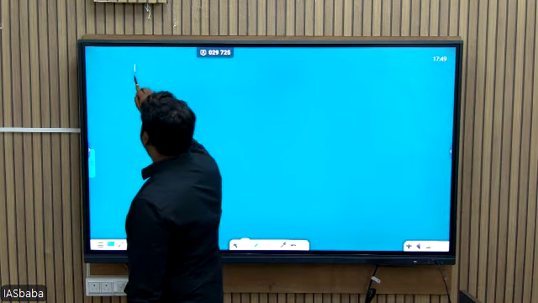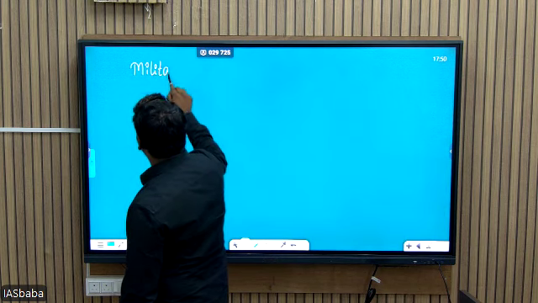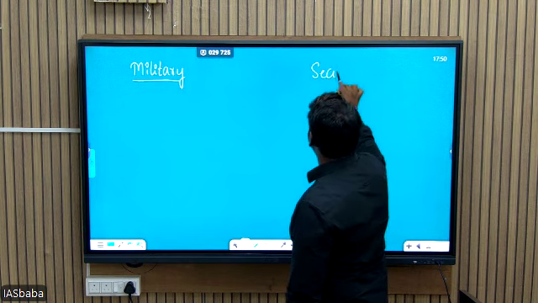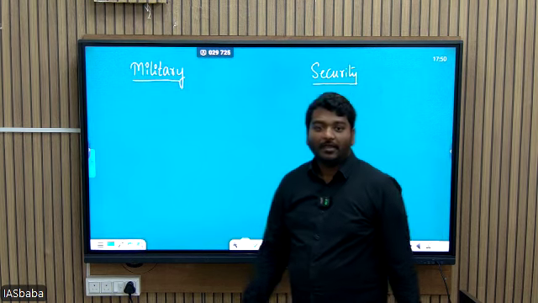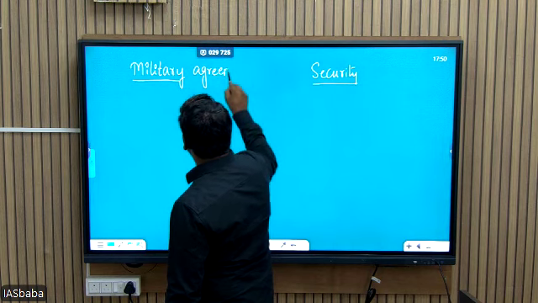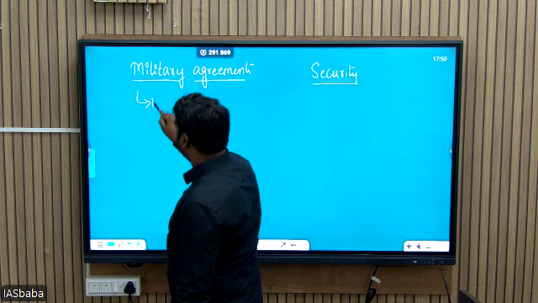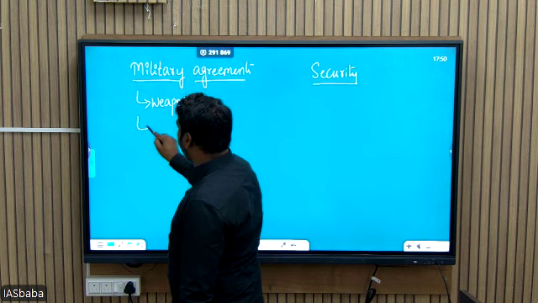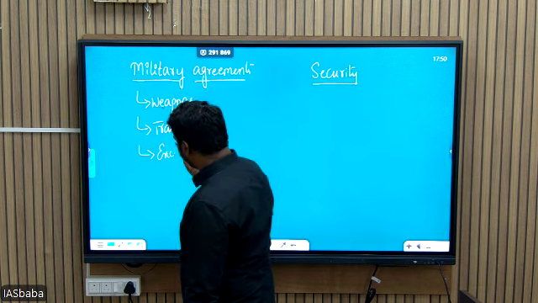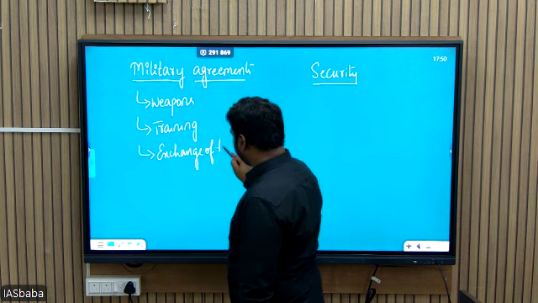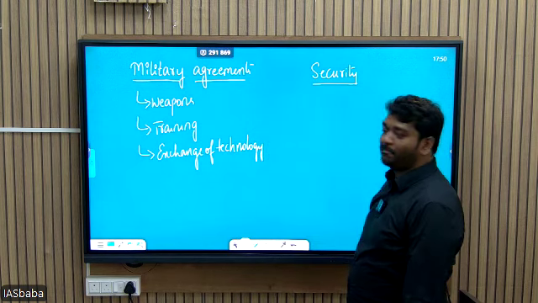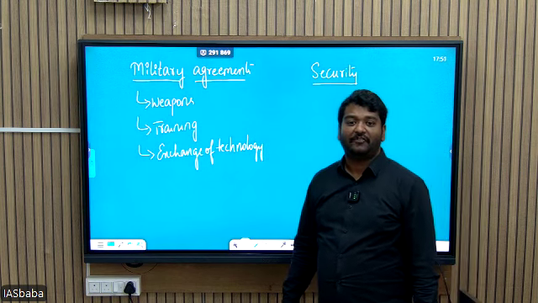Then we normally try to use some terms. Military. Another one is security. Okay. So we say we have military agreements with another country. When I say military agreements, I am purely talking about weapons. I am purely talking about training. Right? I am purely talking about, like, exchange of technology associated with weapons. Right? Then it is called as what? Military agreements. Like India and Russia came together and went for the BrahMos missile.